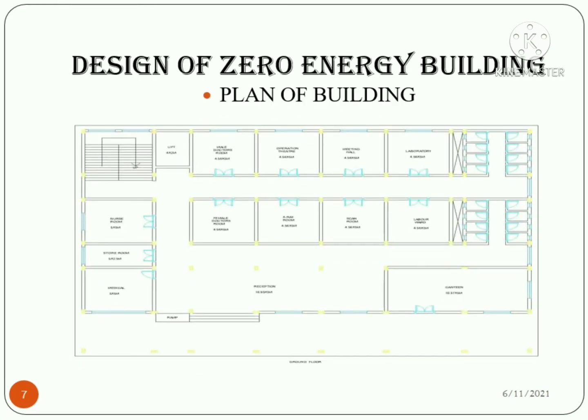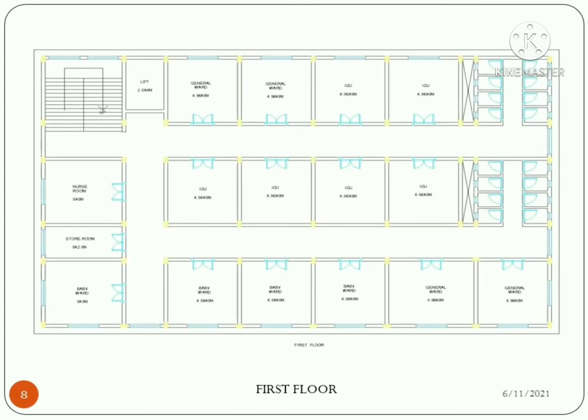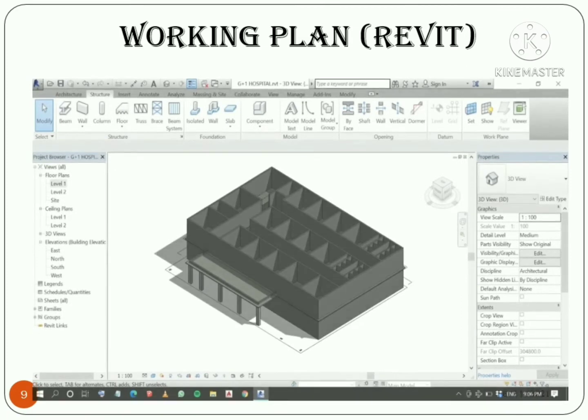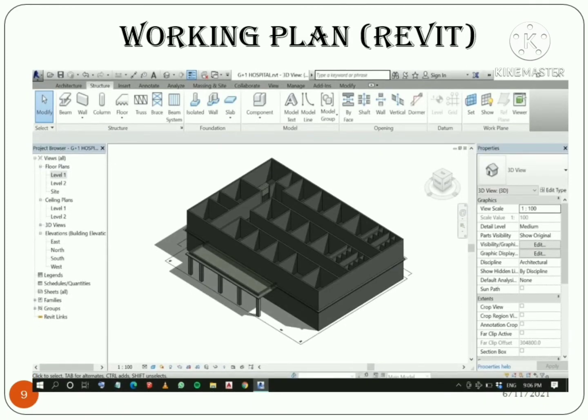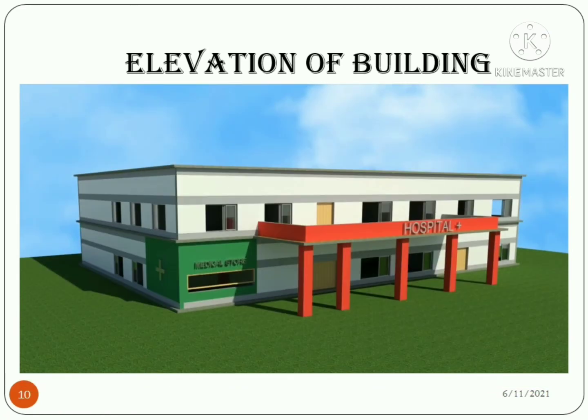Design of zero energy building. This is the ground floor plan of our building designed in AutoCAD software with reception area, canteen, doctor's room, laboratories, meeting hall and medical, and also proper passage and ventilation are provided. This is the first floor plan of our building with wards room and ICU with proper passage and ventilation provided. This is the working plan of our hospital designed in Revit software. Elevation of building. This is the 3D plan of our hospital designed in Revit software with proper passage, ventilation, roof.